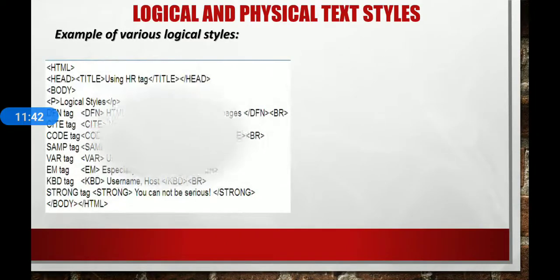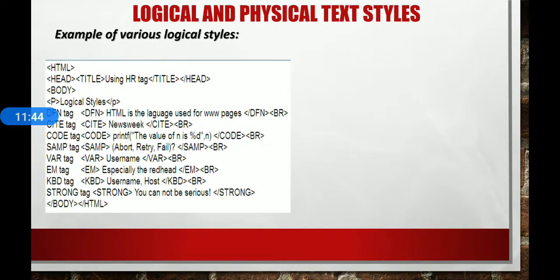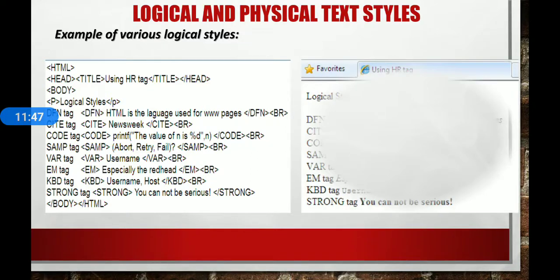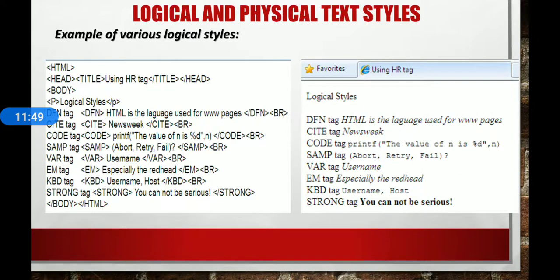Here is an example. The first DFN tag is used. So here is the output. DFN: HTML is the language used for web pages. It is displayed with the DFN definition. Cite is given as Newsweek. It's a cite tag, displayed like this. And the code tag. Here we wrote printf the value of n is %n. Here is some computer code, so we can use the code tag here. It is displayed like this.